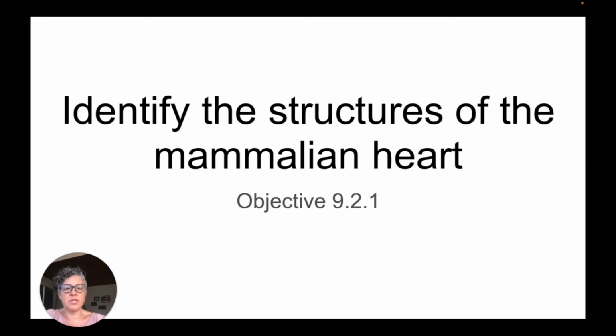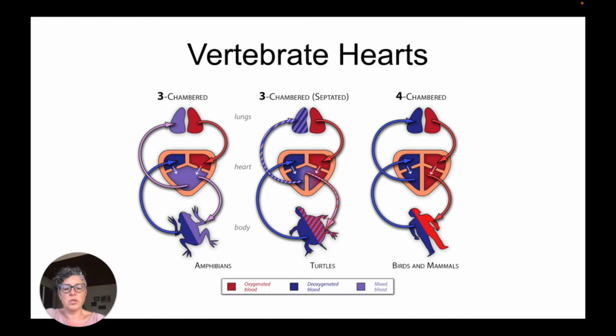This video covers the IGCSE Biology Objective 9.2.1 on the 2025 CAIE syllabus to identify the structures of the mammalian heart. So before we get to the mammalian heart, let's just take a look at some examples of hearts. Now, typically in a diagram where we're looking at the circulatory system, we have blue lines and blue sections of the heart that represent deoxygenated blood, and red tubes and arrows and sections of the heart that represent oxygenated blood. And then sometimes we have this mixture of blood that can happen in some animals.